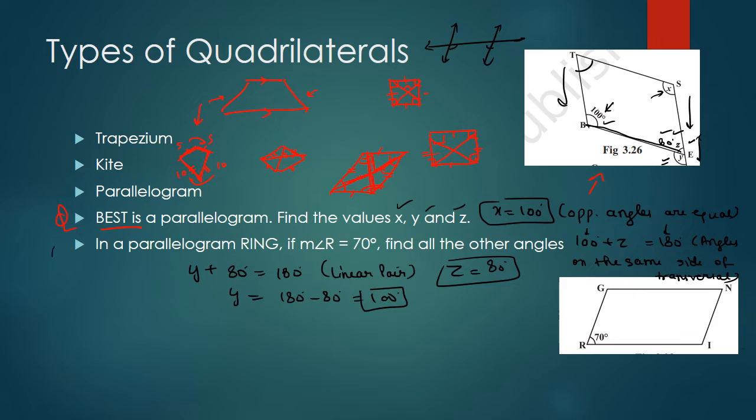Now next question is, in a parallelogram ring, here it is. Angle R is given to us as 70 degree. We have to find all other angles. So not a big deal. I think you should try it on your own. But let me give you a hint. This is 70. So this will be also 70. Why? Because opposite angles are equal. Now this angle and this angle, these should be forming what? The sum should be 180, angles on the same side of transversal. So this will become 110, and if it is 110, it will be 110.